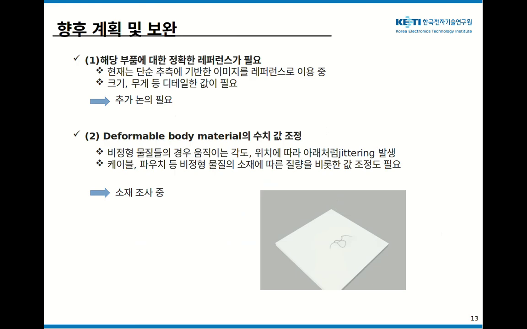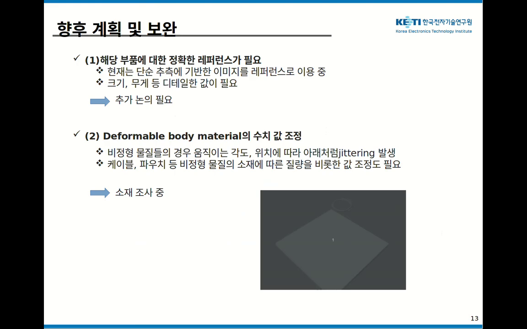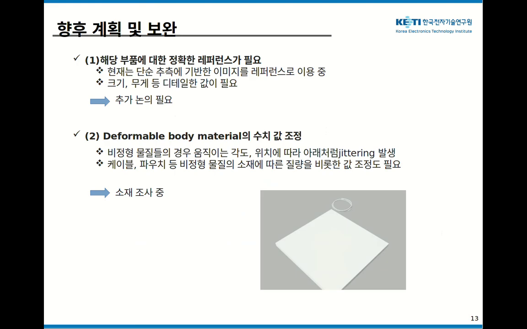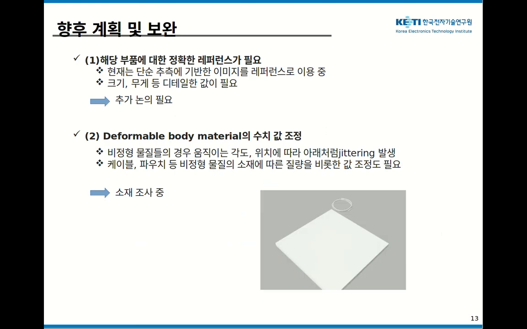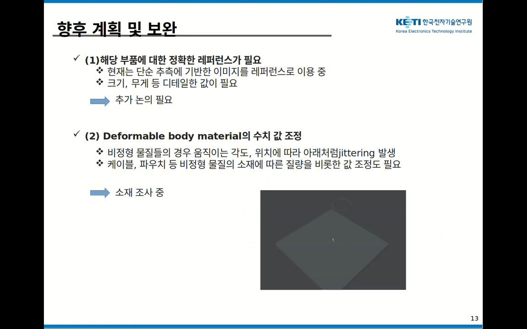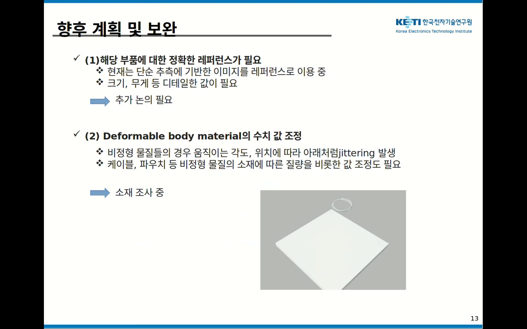Second, I need to adjust the numeric values of the deformable body material. For amorphous materials, jittering happens depending on the moving angle and position. I also need to adjust values such as mass depending on the material of the cable or pouch. I still need more discussion, and I'm investigating the material.